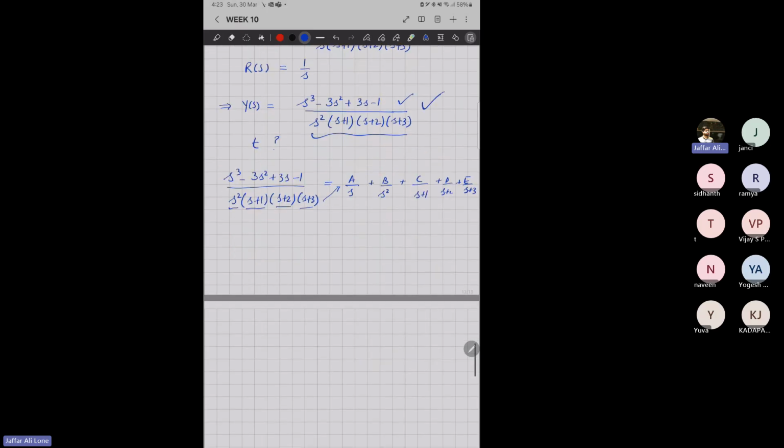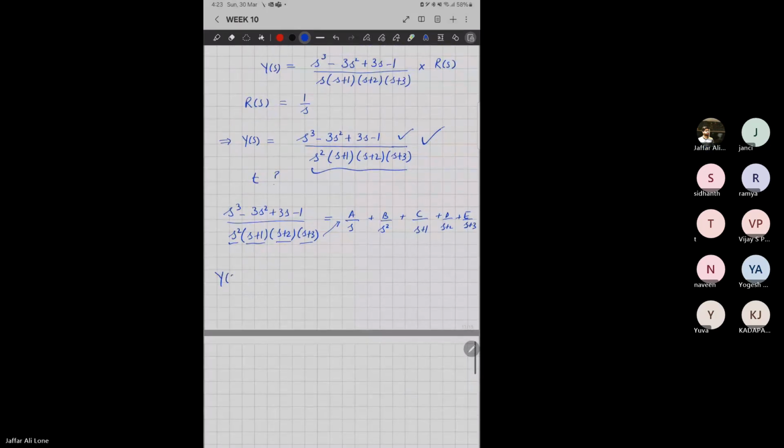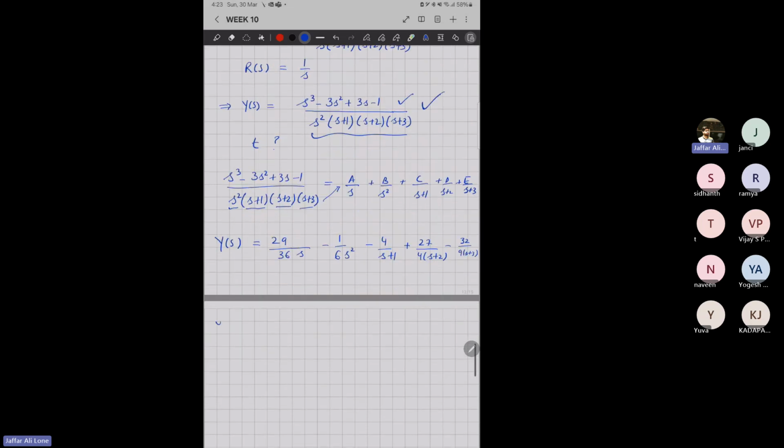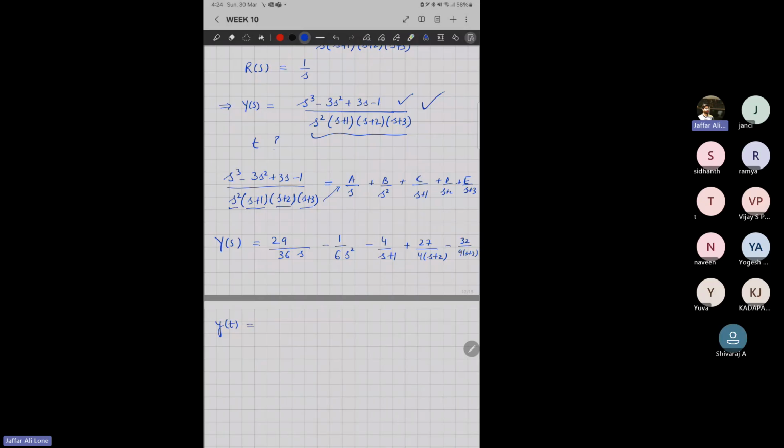And finally, what you will get, this Y of S, you will get it as 29 by 36 S minus 1 by 6 S square minus 4 divided by S plus 1 plus 27 by 4 into S plus 2 minus 32 divided by 9 into S plus 3. It's not difficult, right? So then easily, if you take the inverse Laplace, what will you get?